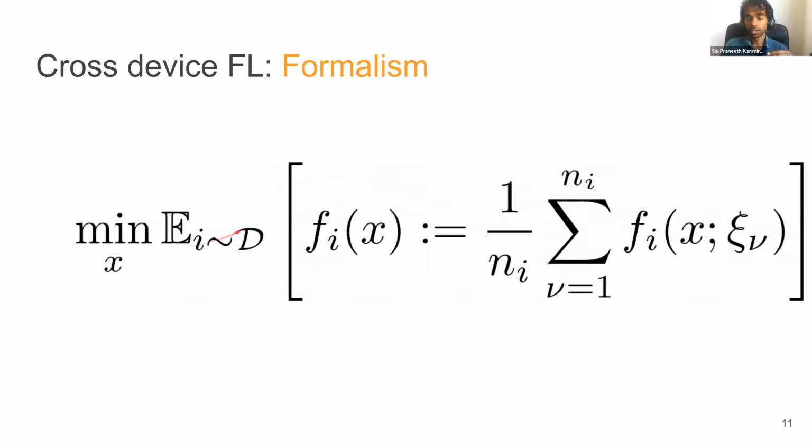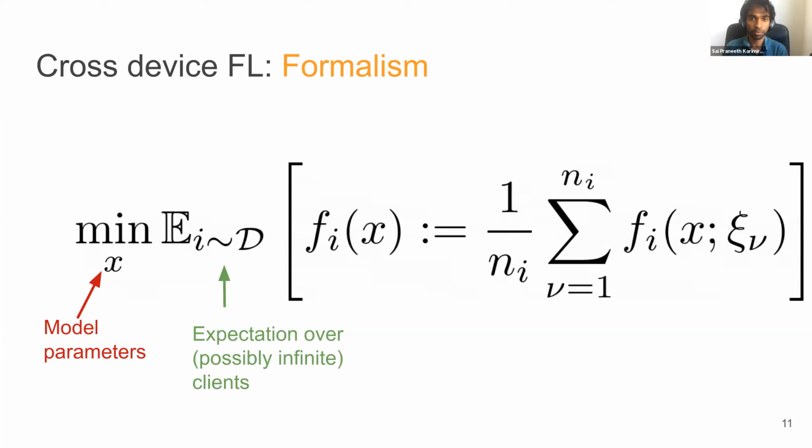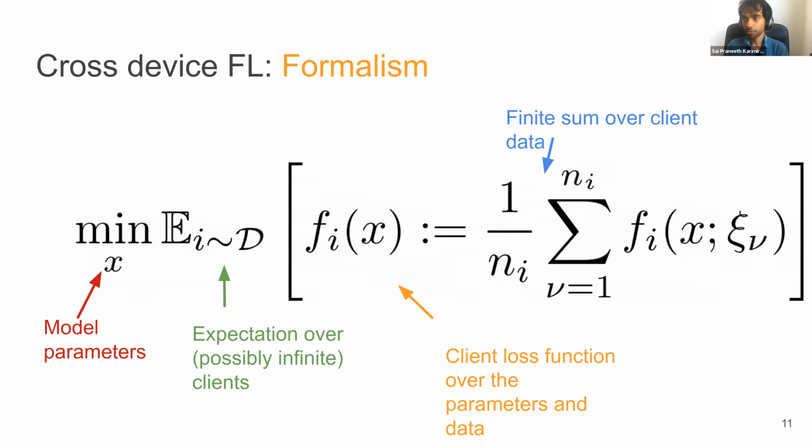So X is the model parameter. We want to minimize our loss over these model parameters, and our loss has an expectation over possibly infinite clients. i represents the client, so F_i is the client loss function. And this loss function is over a finite number of small data points. So N_i is small, and D is the distribution over potentially infinite clients.